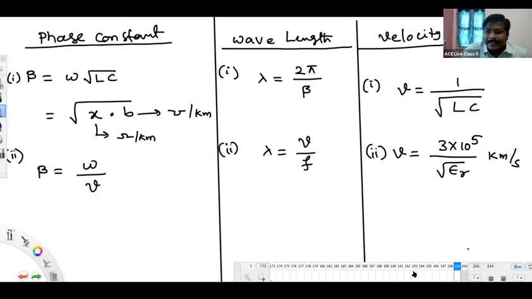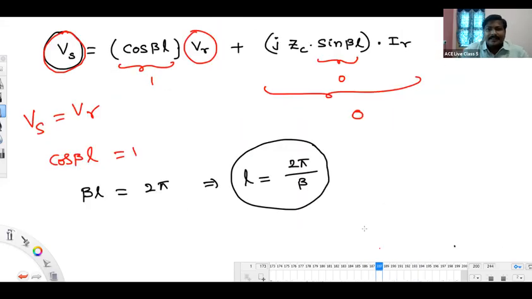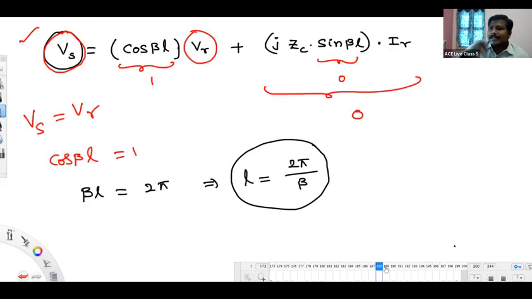So let's take up the sending end voltage equation we have written earlier. Just have a look here. This is the sending end voltage equation we have chosen: Vs equals cos beta L into Vr plus jZc sin beta L into IR. We said that our aim is to make the receiving end voltage and sending end voltage equal. The meaning of that is we are going to extract a good performance from the load by making the receiving end and sending end voltage exactly equal. For that purpose, we suggested cos beta L equals 1, which means the length of line required is 2 pi by beta.